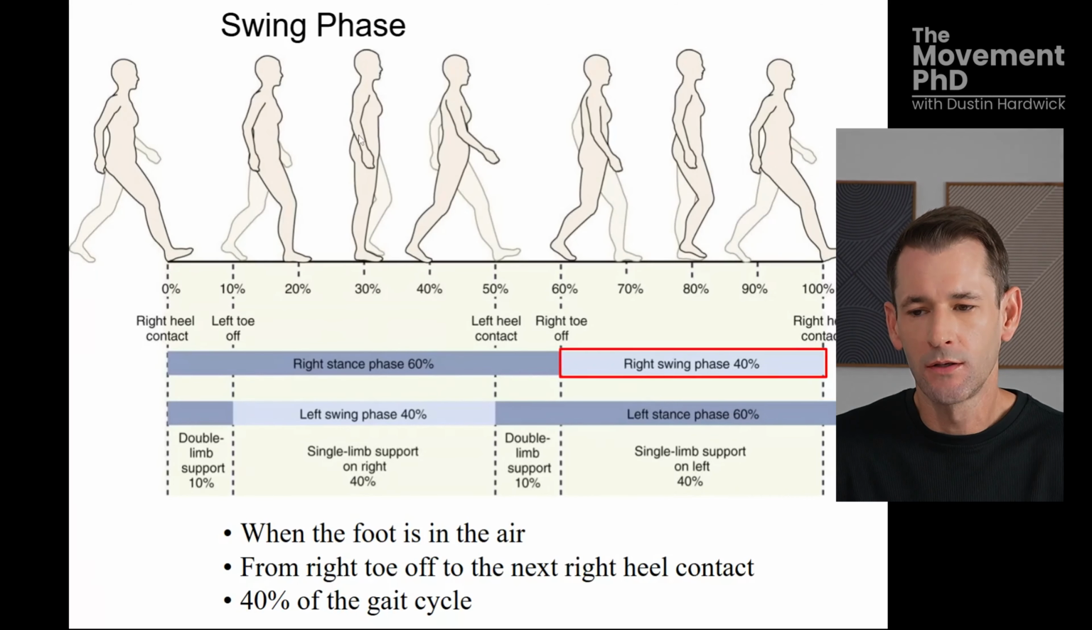Swing phase represents the time when our reference foot, in our example, the right foot, is in the air. So it's from right toe off to the next right heel contact. So 100% of the gait cycle is made up of 60% stance phase and 40% swing phase.